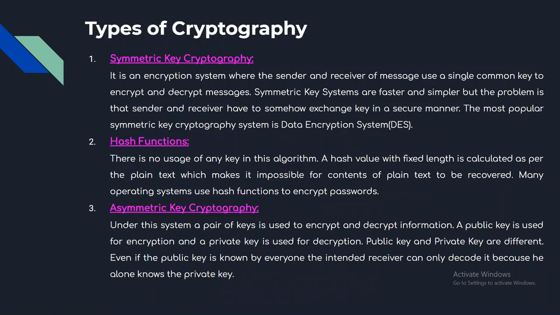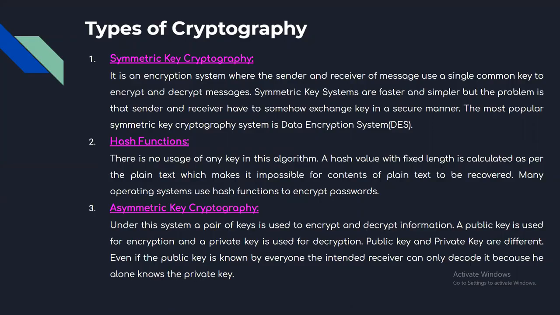asymmetric key cryptography. Now what happens in the symmetric one, this is also an encryption technique. There is a sender and a receiver, and they use just a single common key for encryption and decryption. These are quite faster and simpler techniques. But there is a problem in this, and that problem is that the sender and receiver somehow have to exchange the key. That key has to be exchanged in a very secure manner. And the most popular is the Data Encryption Standard, that is DES.